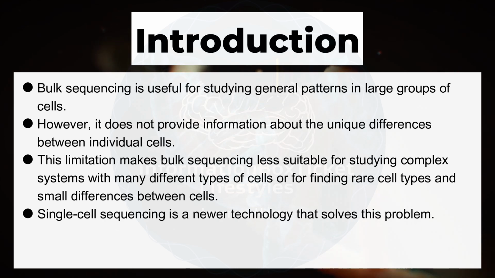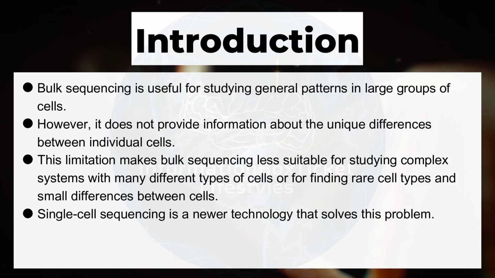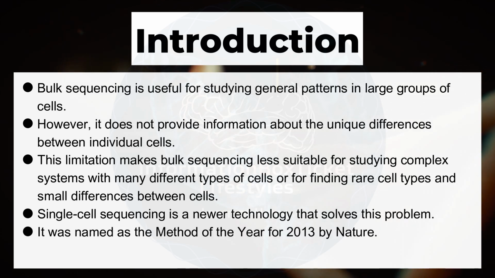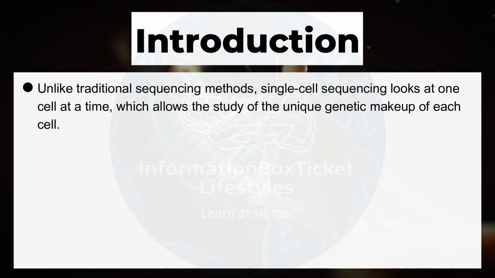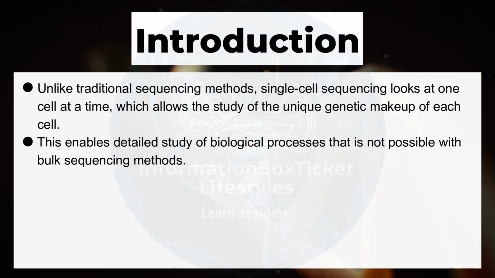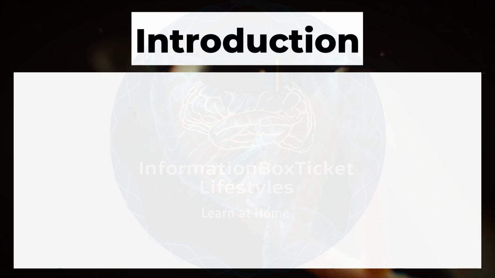Single-cell sequencing is a newer technology that solves this problem. It was named as the Method of the Year for 2013 by Nature. Unlike traditional sequencing methods, single-cell sequencing looks at one cell at a time, which allows the study of the unique genetic makeup of each cell. This enables detailed study of biological processes that is not possible with bulk sequencing methods.